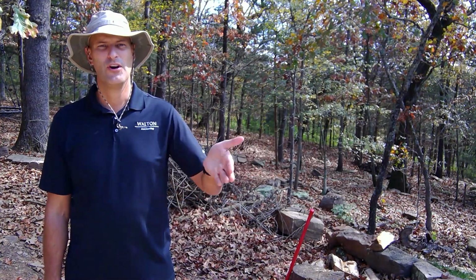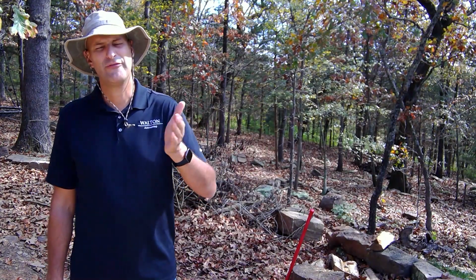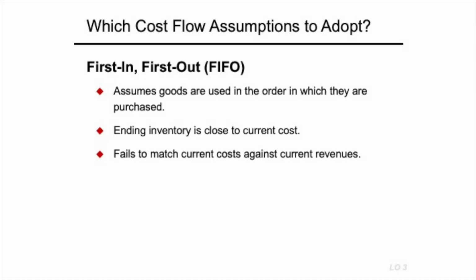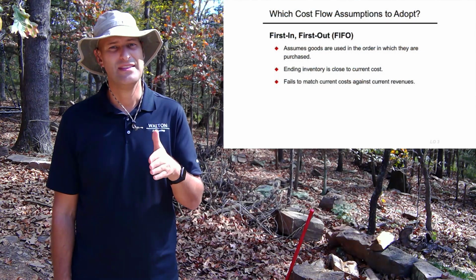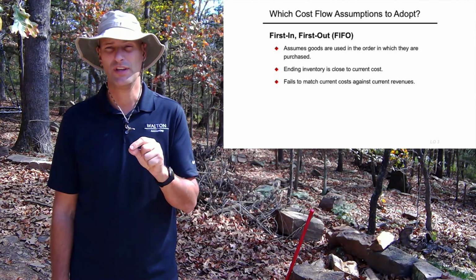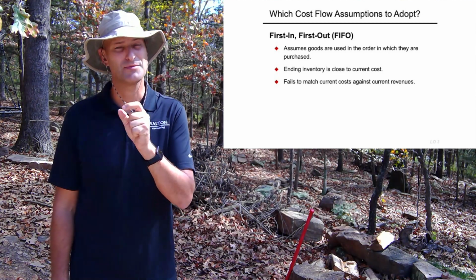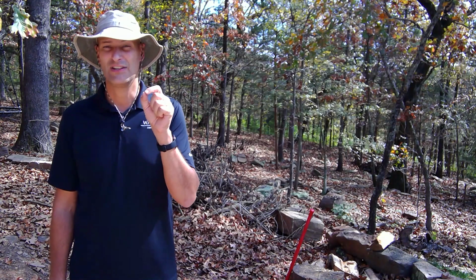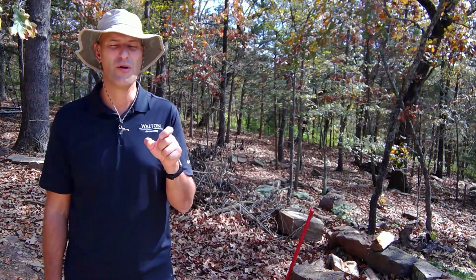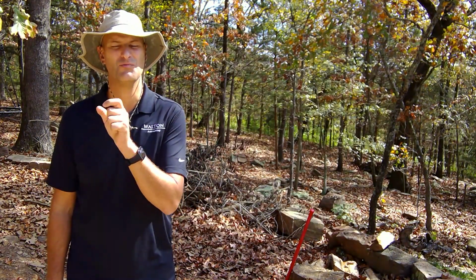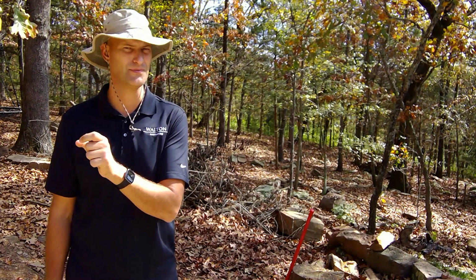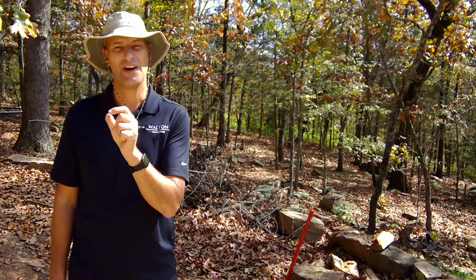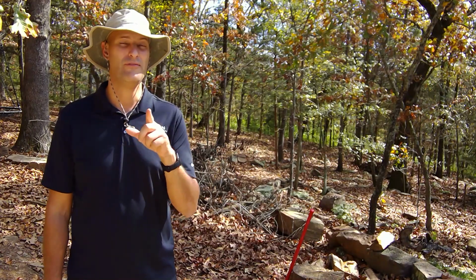Now, if we move on to our first in, first out, or FIFO method, this assumes goods are used in the order in which they are purchased. So the first items that I purchase are going to be the first items that I'm selling. And so the ending inventory, which is what we're looking at, are actually the last items purchased. That's critical. It's called first in, first out, but what we really are interested in is what was the cost of the last items purchased, because we're calculating the ending inventory, not what flows out.